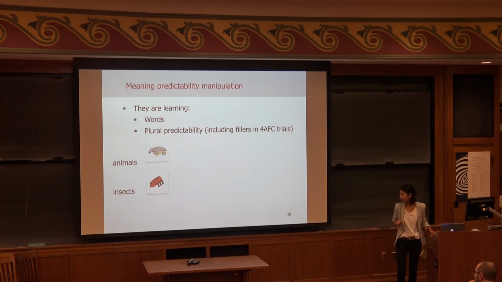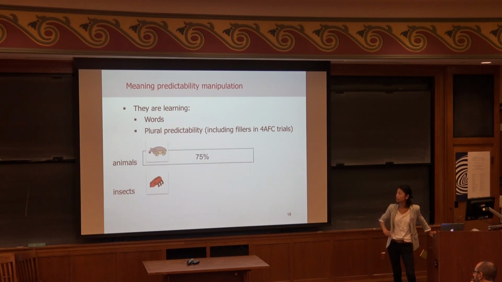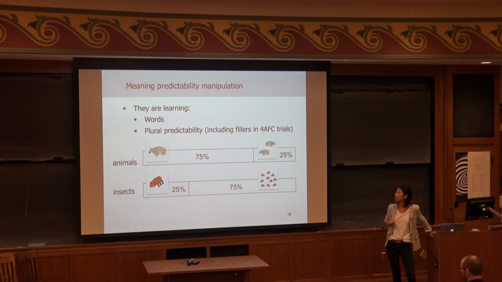So let me explain how it went. So you have 6 animals and 6 insects. Whenever you see an animal, it's a singleton 75% of the time. You're more likely to see one instance of any particular animal, right? But when you see an insect, it was a singleton 25% of the time, right? Clearly, the proportion was flipped for the multiple reference. So when you see an animal, it's multiple 25% of the time, and you're more likely to see a number of insects, right, compared to a singleton insect.